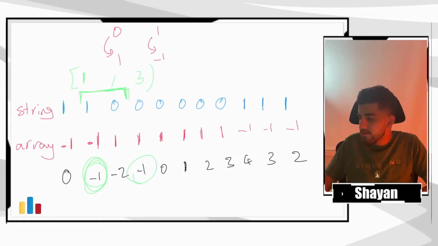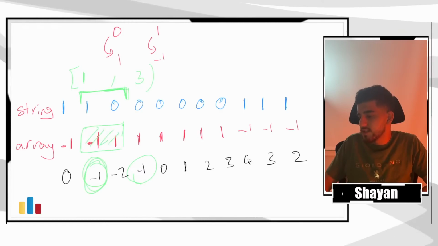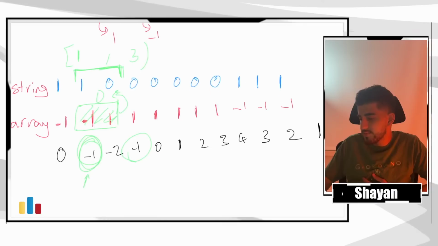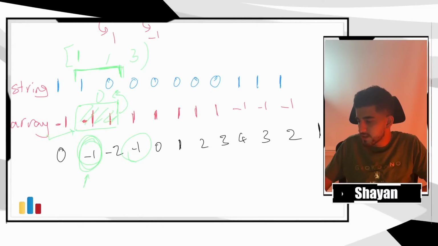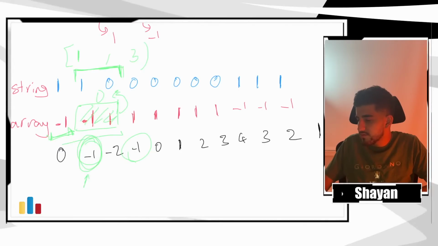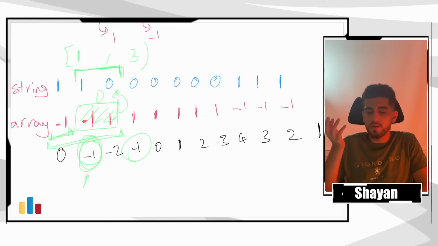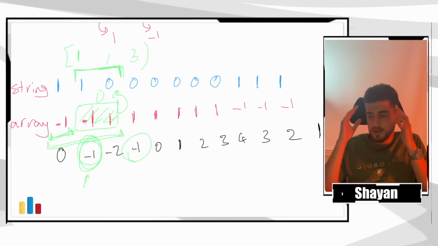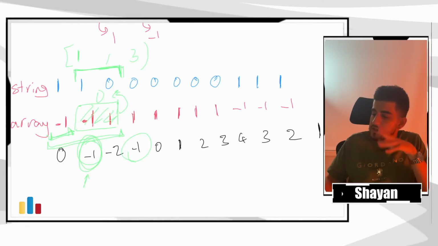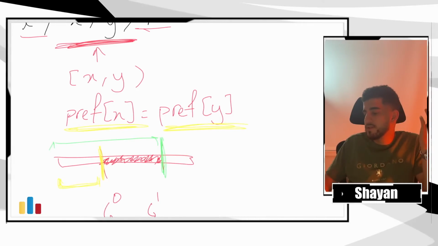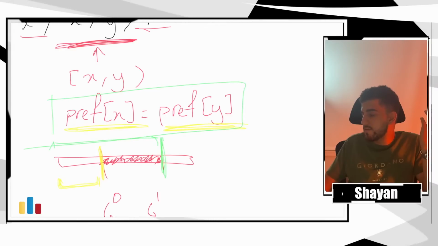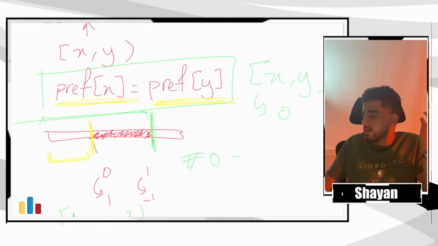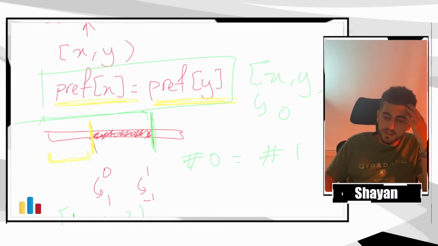Because we know that the sum of here should be 0 if this is good. When the sum of here is 0, when this prefix before these elements is equal to this prefix before those elements, these two must be equal. When these two are equal, we are sure that the sum in the middle is going to be 0. So we need to make sure that prefix of x is equal to prefix of y, because it means that the sum from x to y is 0, which means that the number of zeros and ones are equal in that interval in our string.